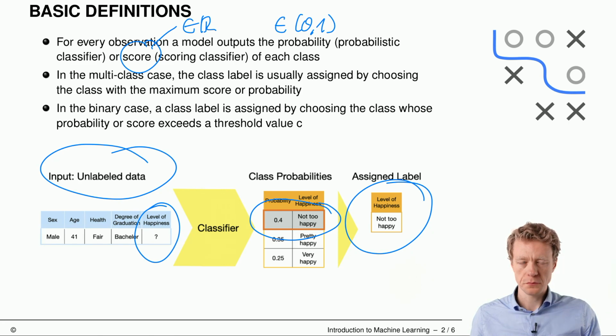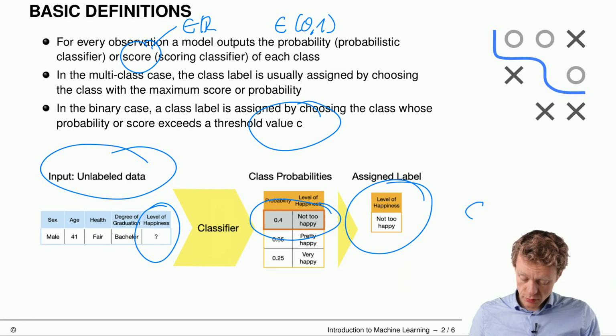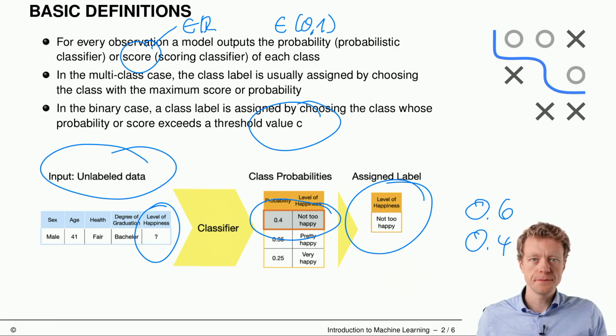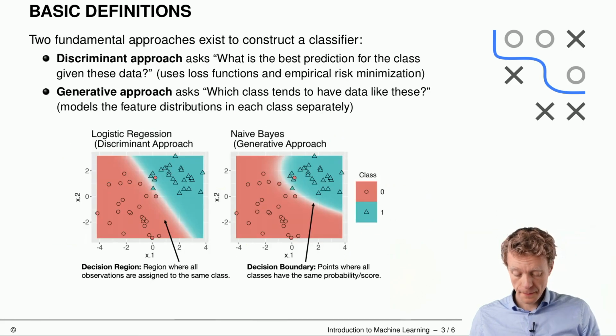So the assigned label is not too happy. We can of course do the same thing if we have just two classes, but for just two classes we can also decide based on some threshold c. We might have just two probability predictions, 0.6 and 0.4, and usually we just cut at a threshold of 0.5 and then take the class which is above this threshold. That was the difference between multi-class and binary classification.